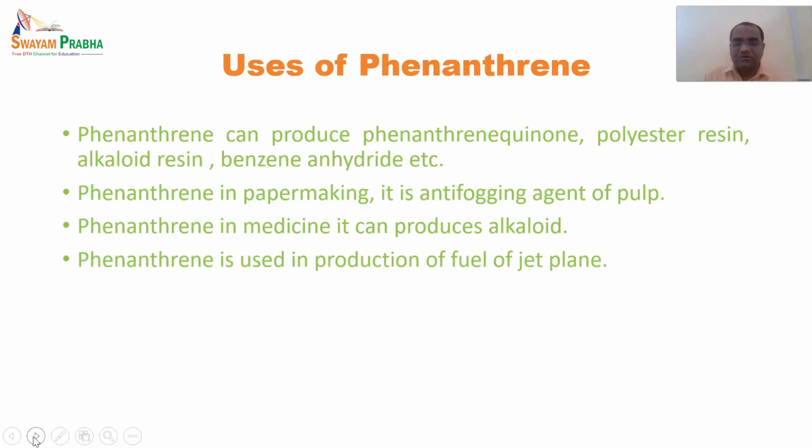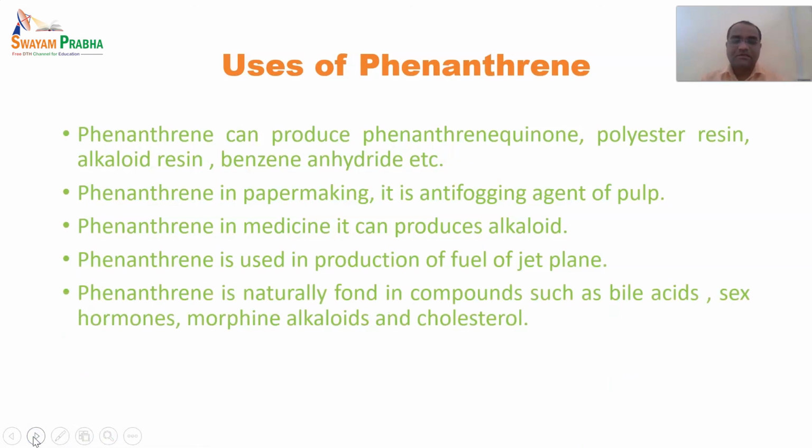Phenanthrene is used in production of fuel of jet plane. Almost all types of hydrocarbons are used for the preparation of petroleum, and one derivative, that is phenanthrene, a polynuclear aromatic hydrocarbon, is used for jet fuel.